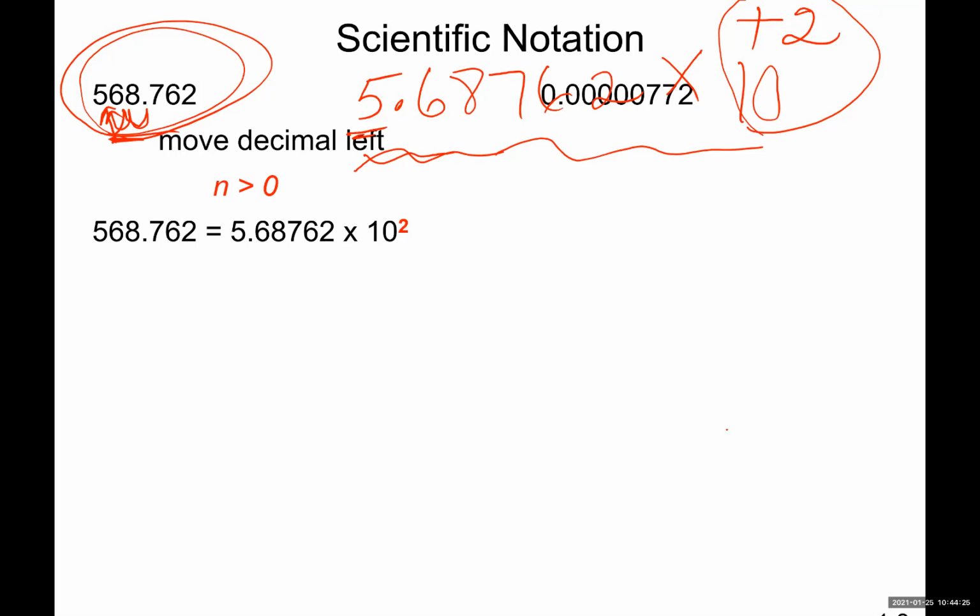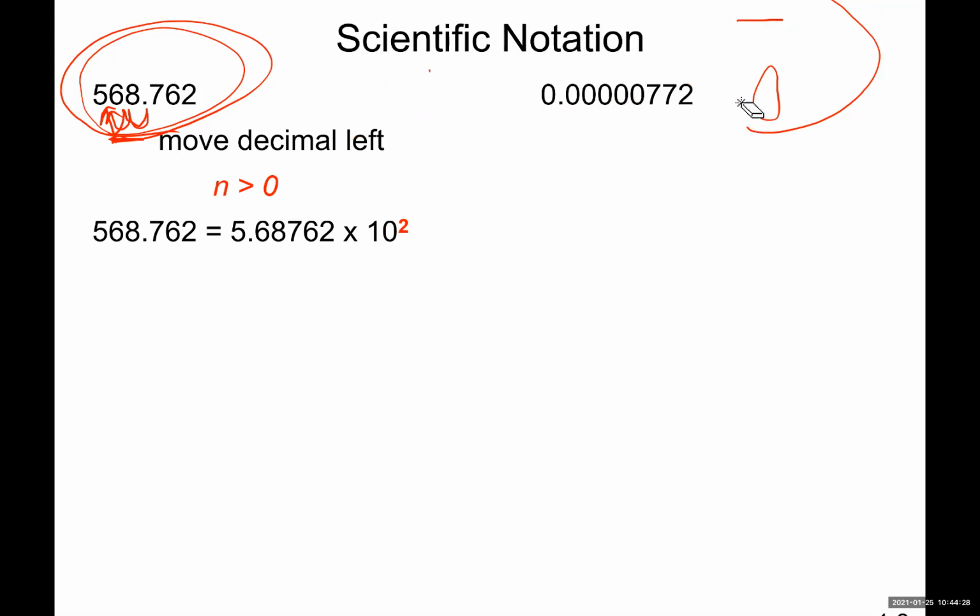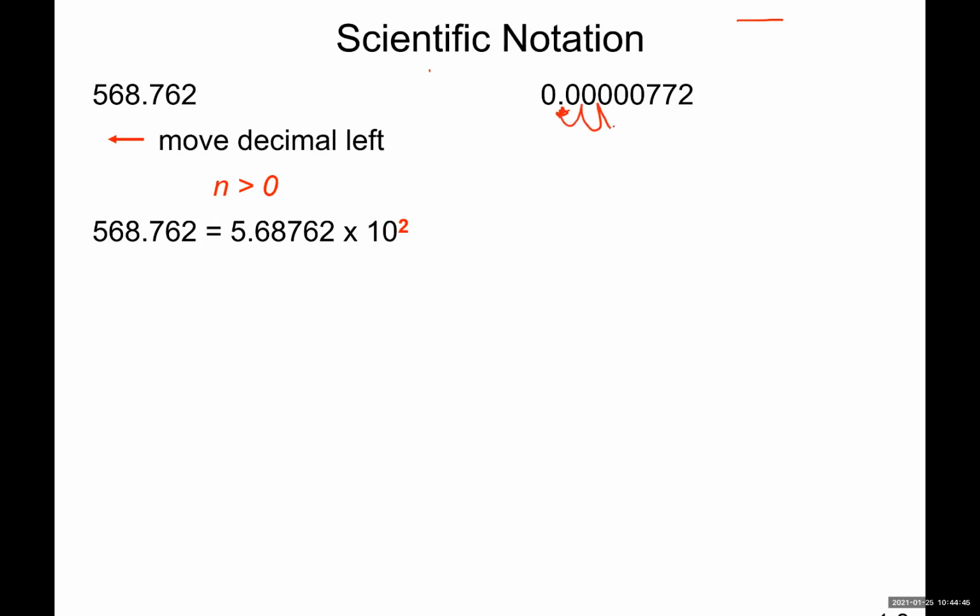Okay. Now, what if I have this standard number and I want to show it as scientific notation? Again, I need a coefficient which is between 1 and 10. So why don't I move this decimal point once, twice, 3 times, 4 times, 5, 6 times? So I move the decimal point to the right of the first digit. So can I say I have 7.72? Is this between 1 and 10? Yes. So this is a good coefficient.